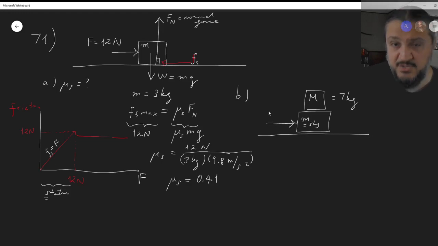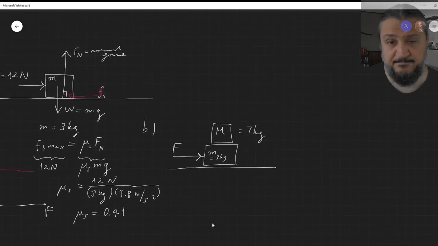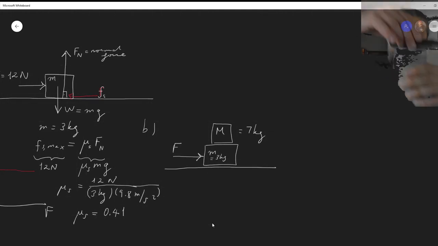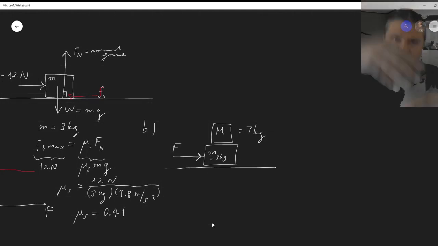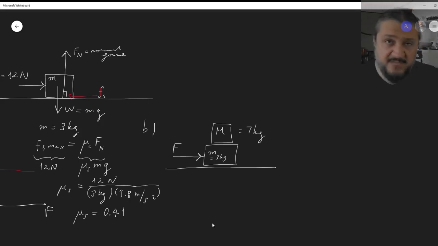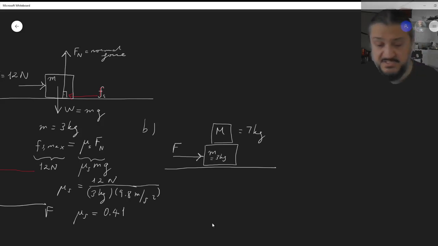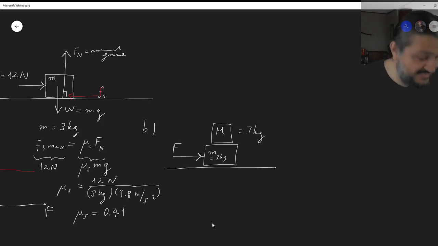Now what happens when you place that 7 kilogram mass? Okay, you have an object, on top of it you put another object, which pushes this even more, right? So the contact force between the floor and the 3 kilogram mass increases. That's pretty much what it amounts to. So is 12 Newton enough to move the objects now? Probably not. That's what they're asking. So what is that new force, which is going to be greater than 12?